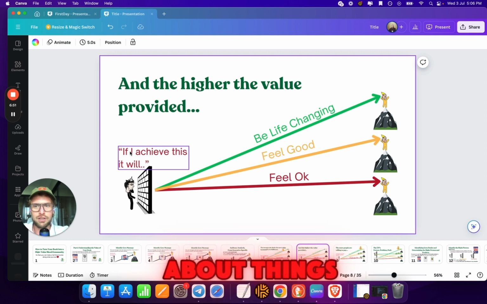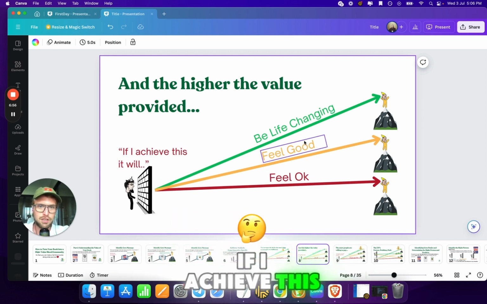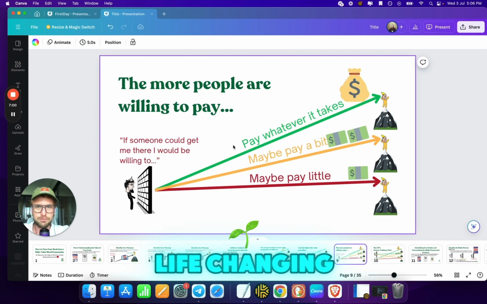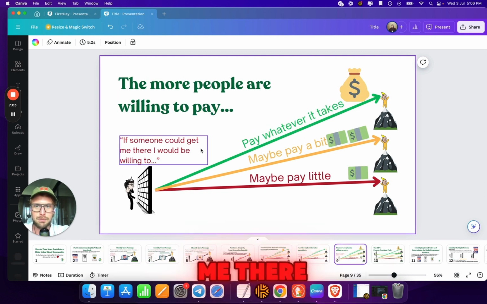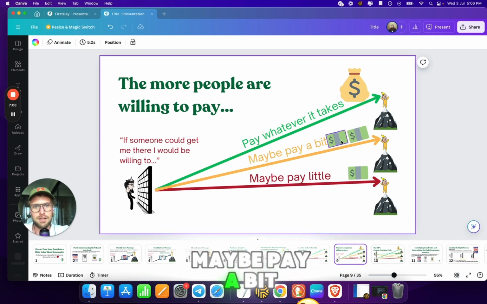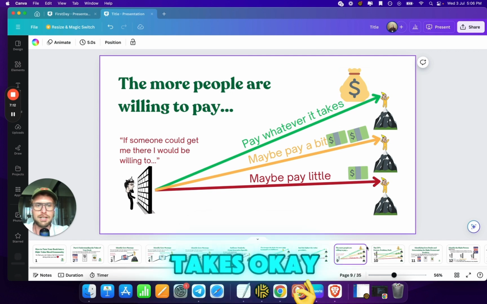We want to be thinking about things. If I achieve this, I feel okay. If I achieve this, I feel good. But if I achieve this, it will be life changing. And if somebody could get me there, I would be willing to maybe pay a little bit of money, maybe pay a bit. And for this, they would pay whatever it takes.